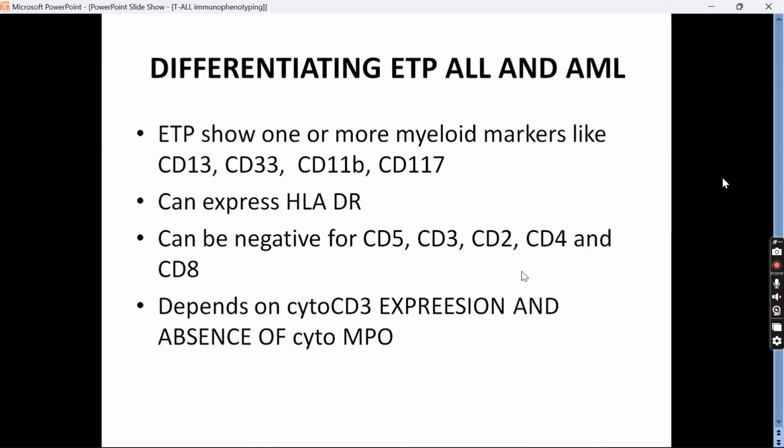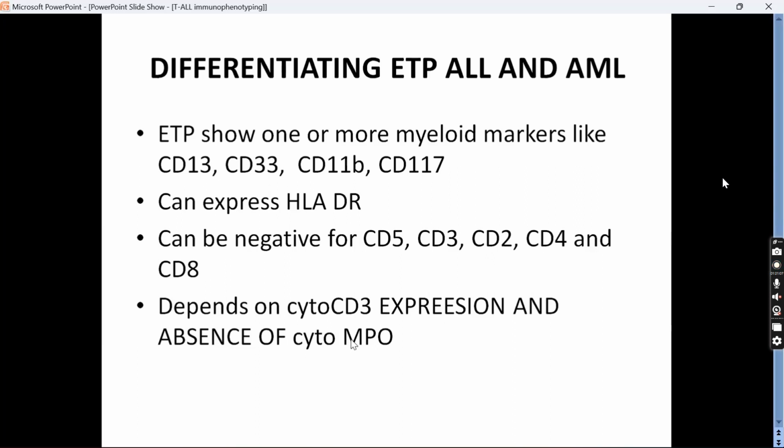That is the importance of the lineage tube. Now, if you run the lineage tube in this case, what happens? MPO is negative. And if cyto CD3 is positive, then you should sign this case as ETP-ALL. Understood? Now, I'm going to ask you a question. So, this is the picture. Now, cyto CD3 is negative, MPO is also negative.